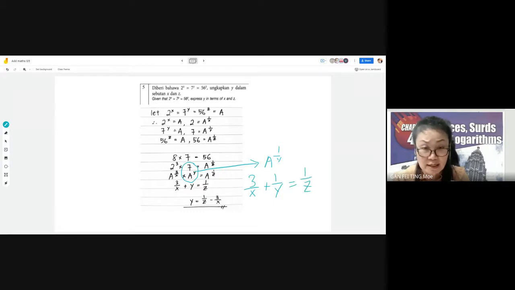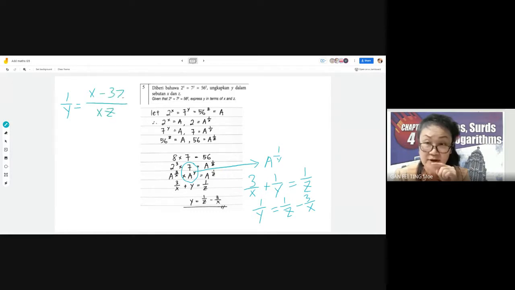Very good. Then you continue, 1 over y equals to, right onto your right hand side. Okay, the left hand side, 1 over y equals to 1 over z minus 3 over x. 1 over y will be equals to what? Make the denominator the same, x minus 3z. Yes, very good. So your y should be, get the reciprocal. Very good. So now you know where is the problem. The whole process is correct.